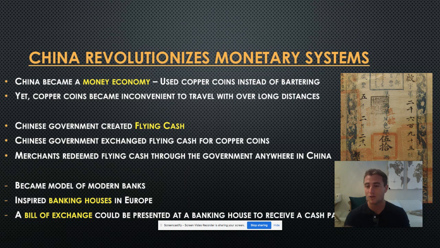Previously, really anywhere around the world, you either have bartering, where you're exchanging one good for another good, or you're trading with gold or silver. That's really the way in which things were traded in this time period. But China really starts that out. China becomes the first money economy where they're using copper coins, but copper coins become immensely, immensely heavy.